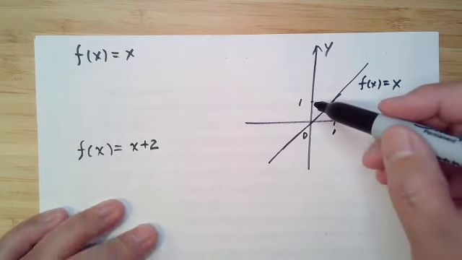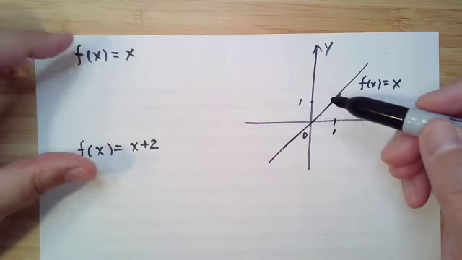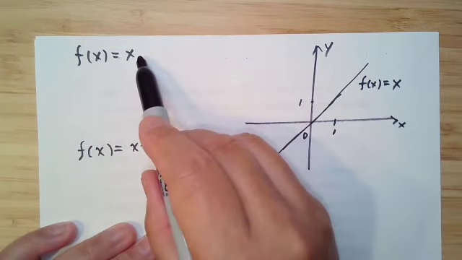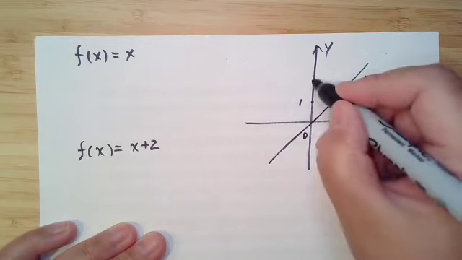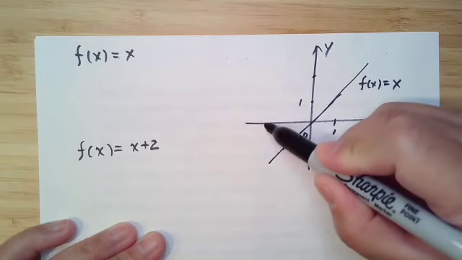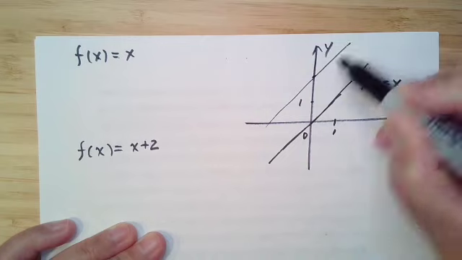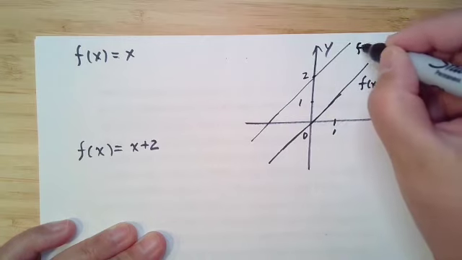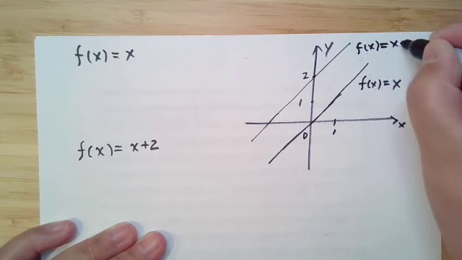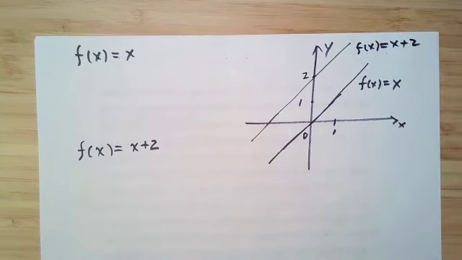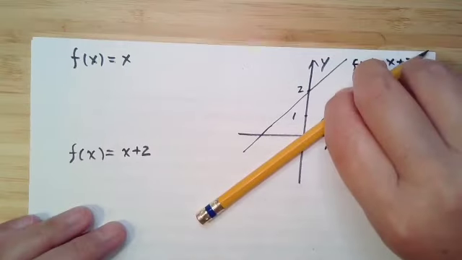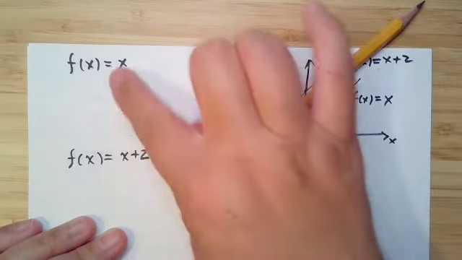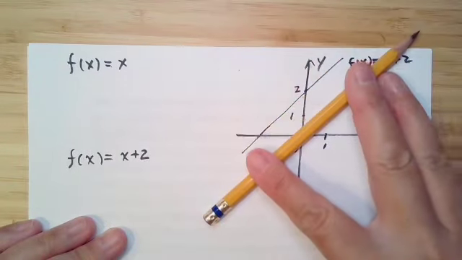These two lines have exactly the same slope. Slope is 1. And then this has the y-intercept 0. This one has the y-intercept 2. So you are going to get this. What you're doing from the parent function to this, f of x equals x plus 2, you shift up by 2, because all the y values will just go up by 2. See, you shift up by 2.